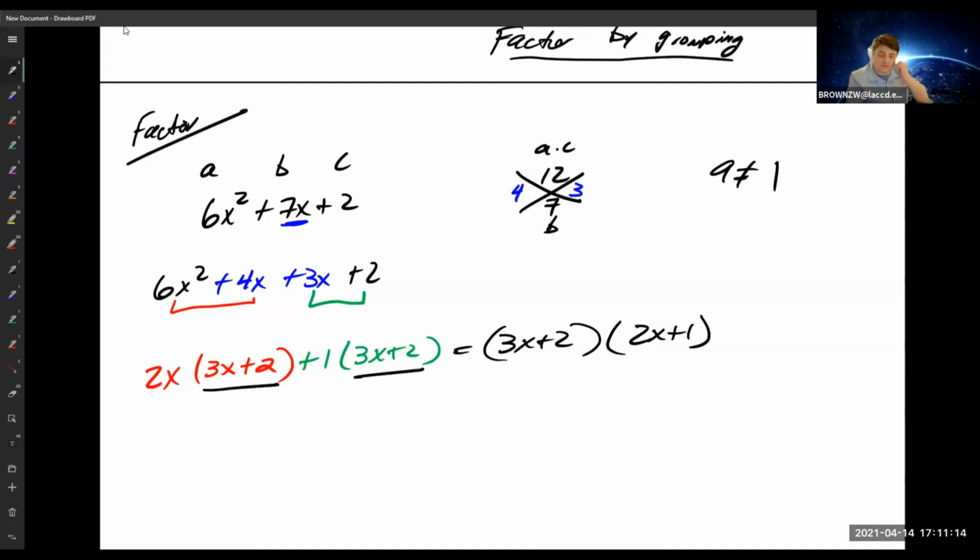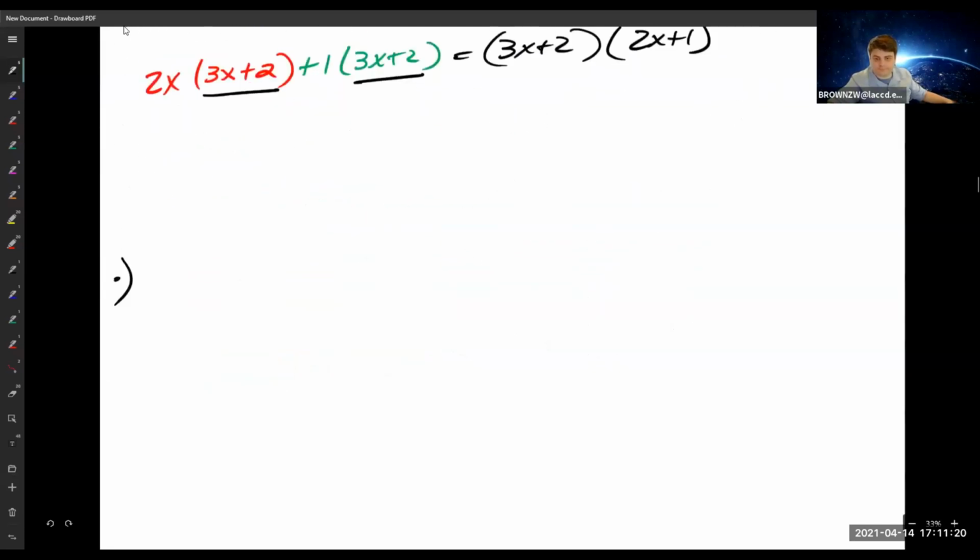All right, let's do another one of these. And we're going to throw some variables in here that are not x. So let's say we have 2x squared minus 7xy plus 3y squared.